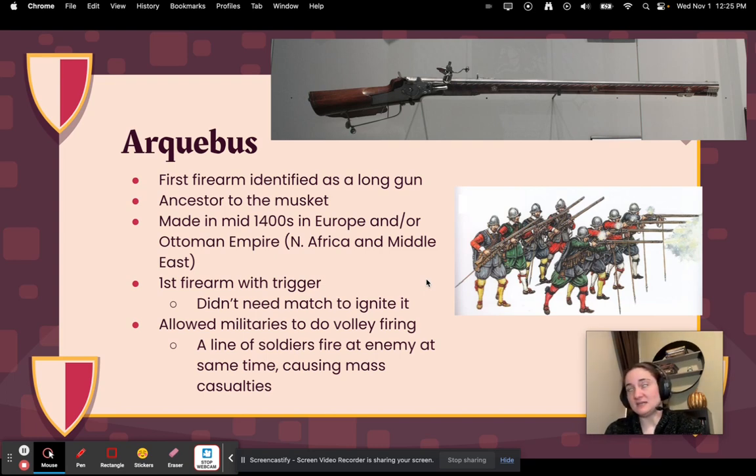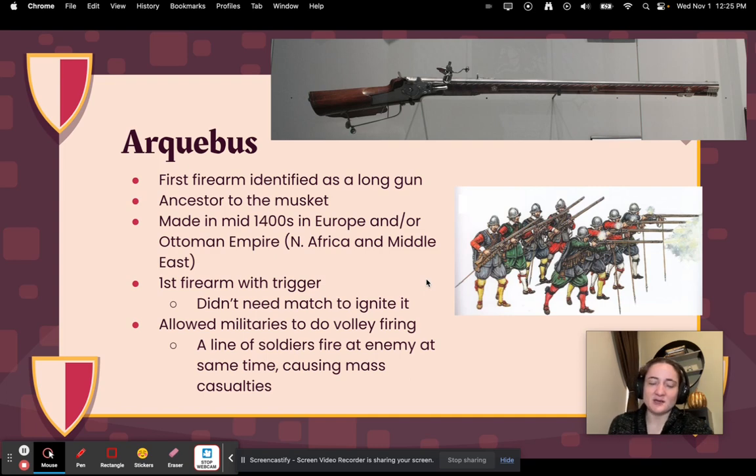That is a really powerful empire that's not talked about a lot, but they were located in North Africa and into the Middle East. It's also the first firearm with a trigger. So you didn't have to light a match to ignite it to go off. All you would do is pull the trigger, which would cause a spark, making it go off.